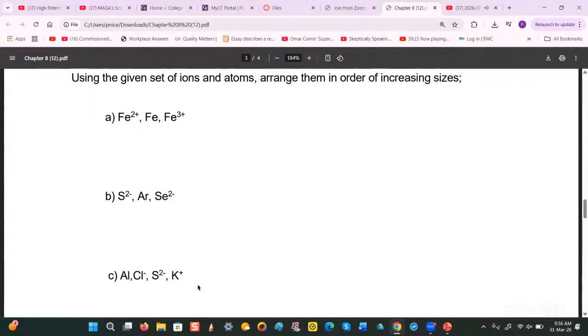So the actual answer is... what did I say now? Al less than Cl minus, yeah. And then less than sulfur. Okay, so that's the actual answer.